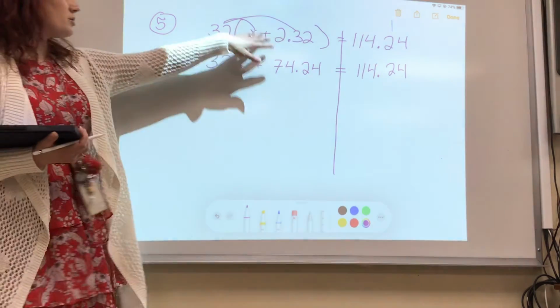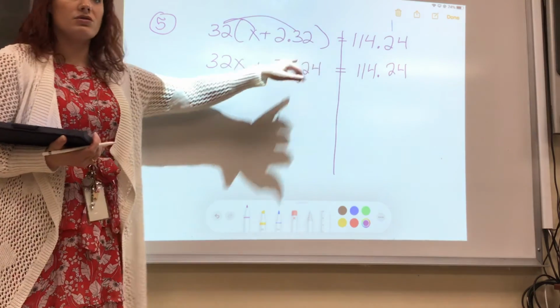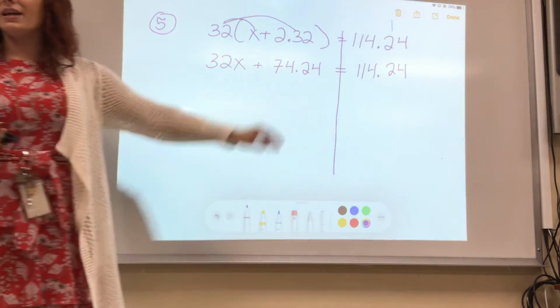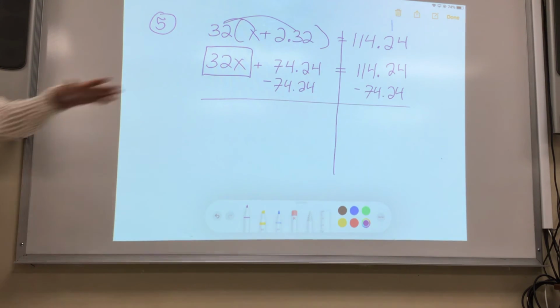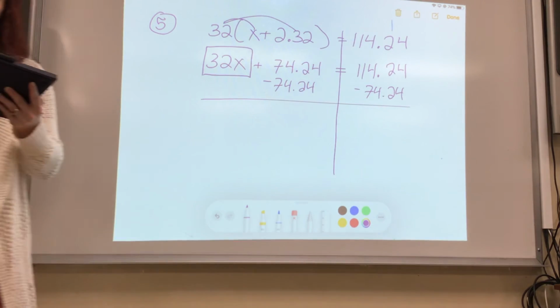Okay, so we took 32 times x and 32 times $2.32. We ended up with this. Now what do I do? Evelyn? Okay, you box the variable 32x. Yep. And then you put minus 74.24 on each side. Perfect. And you cross the one off. Okay, so get rid of 74.24 on both sides. These inverse operations are going to cancel.